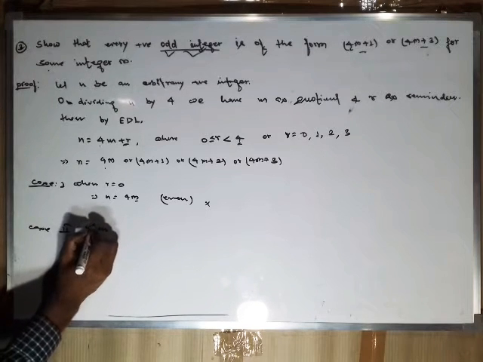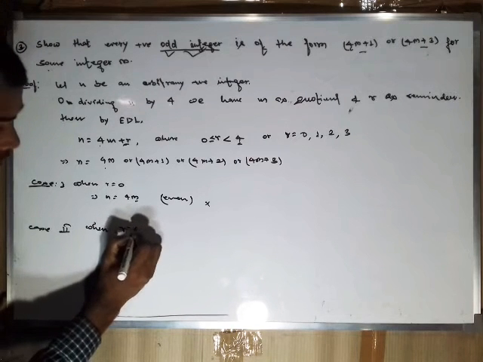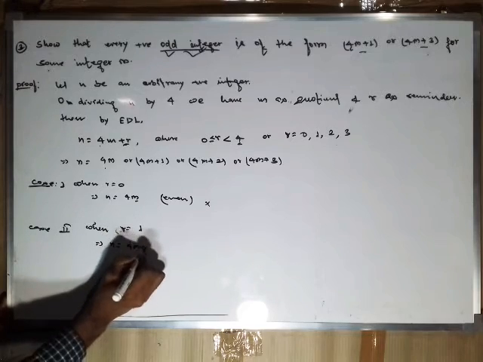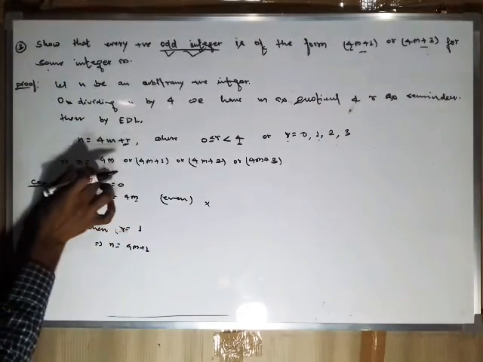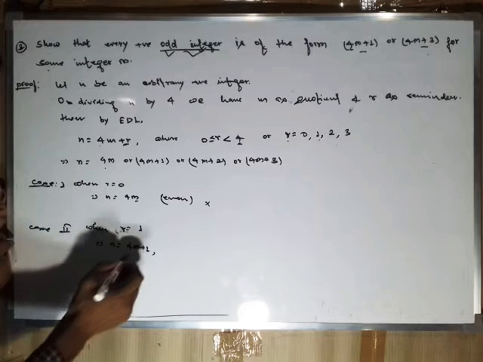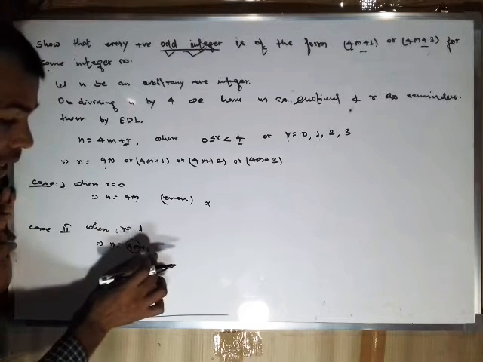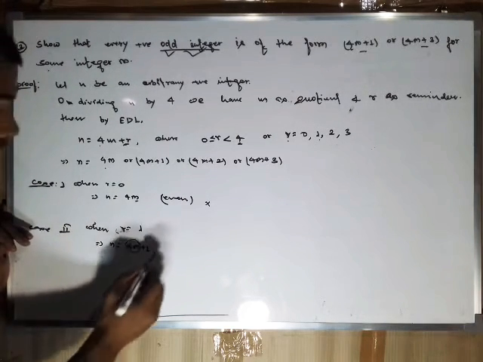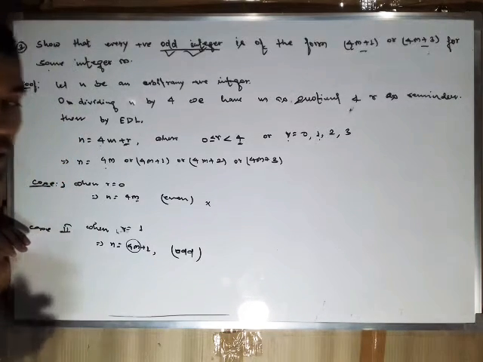Case 2, when r is equal to 1, this implies that n equal to 4m plus 1. When r equal to 1, this implies that n is equal to 4m plus 1. In this case, you can see that 4m is even, but 4m plus 1 becomes odd. Clear? In this case, we can say that n is clearly odd.